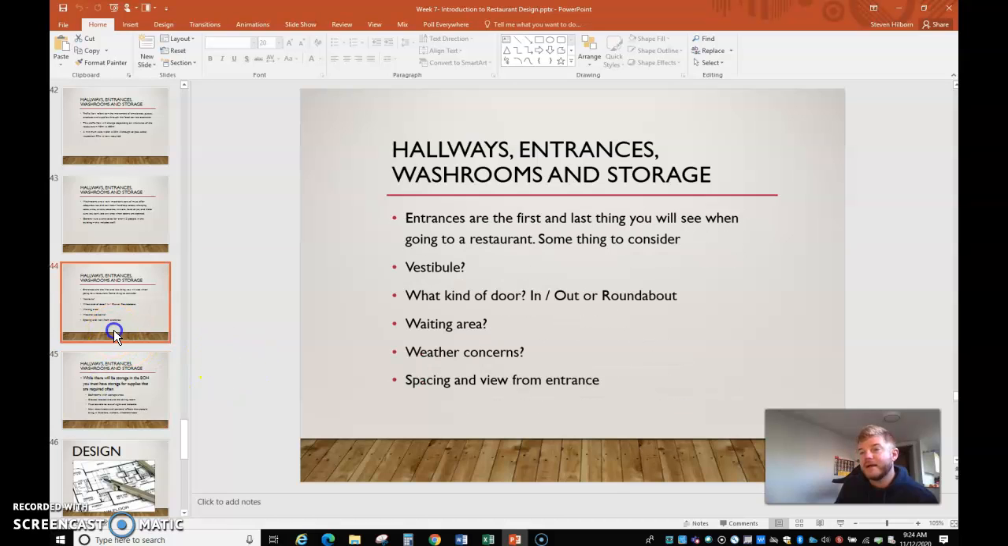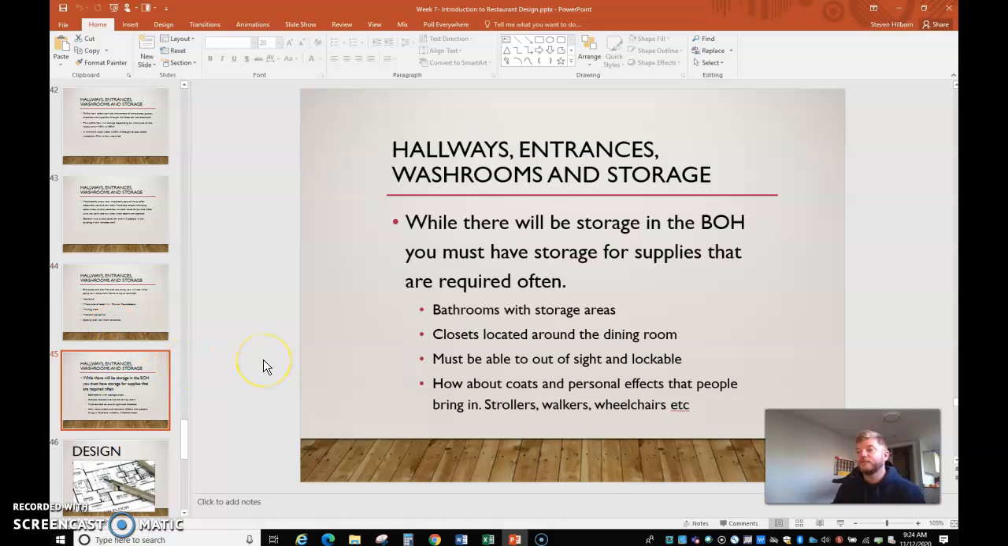And the last part is the storage. So storage is really important. You can never have enough storage. That's what people often complain about when they have new kitchens and they have new homes. There's not enough storage, closet space, linen space, you name it.